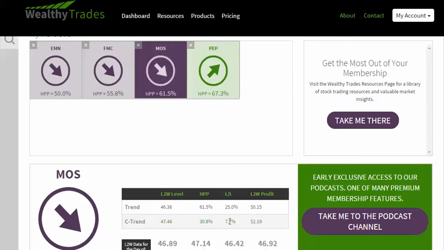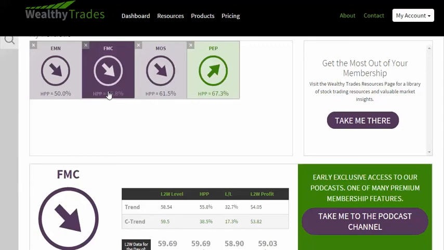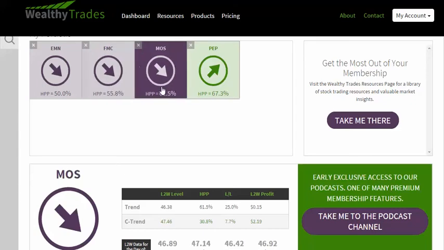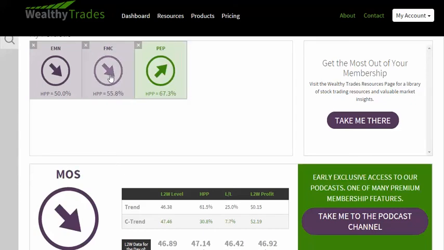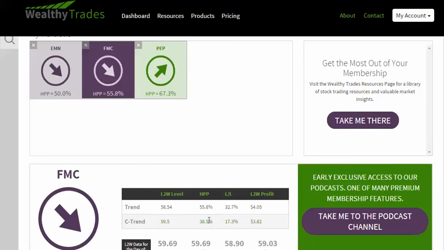But now let's figure out which one we're going to go into. MOS, I'm going to eliminate MOS because look at this. It hits the trend side 61.5% of the time, but only closes above that 25% of the time. So it's less than 50% of the time that it hits it, it closes above it. Yes, it hits it at a high rate, but it doesn't close above it all that often. Okay, so I am going to eliminate MOS.